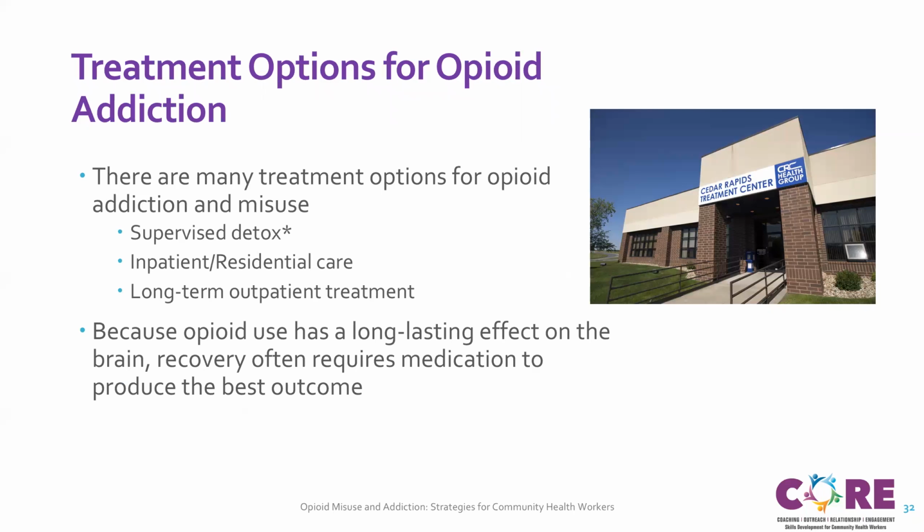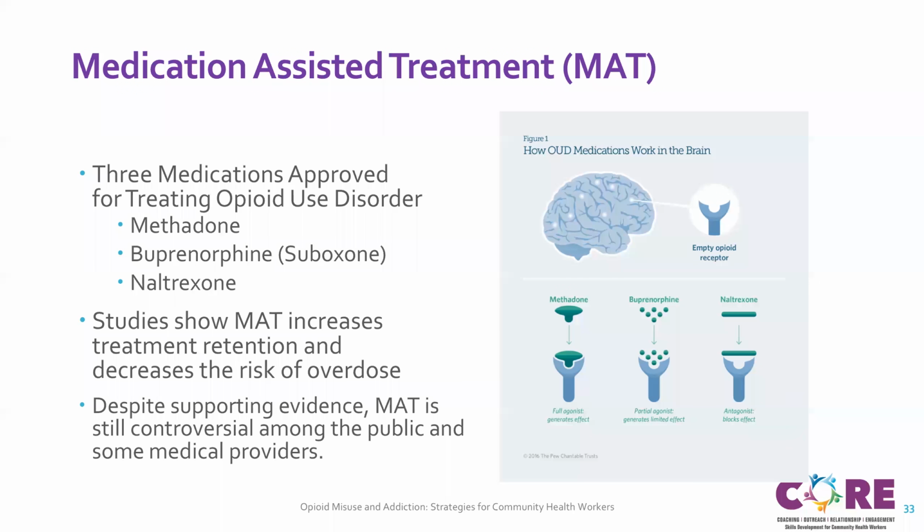But because opioid use has these long-term effects on the brain, recovery often requires medication to produce the best outcomes. So when we're talking about medication-assisted treatments, it's one of the most effective methods for treating opioid addiction, but there are a few different kinds available. One that a lot of people have heard of, and that I mentioned earlier, is methadone. What methadone does is it actually acts like an opioid. So it binds to those same receptors, but it produces a really low euphoric effect compared to a lot of other opioids. And it can also stave off the withdrawal symptoms, which helps a person slowly reduce their opioid use.